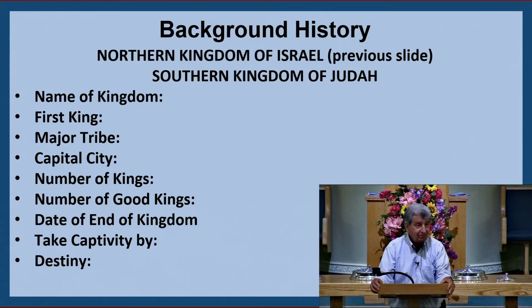How many kings in the southern kingdom? 19 kings in the southern kingdom. How many of them were good? There were 4 of them.